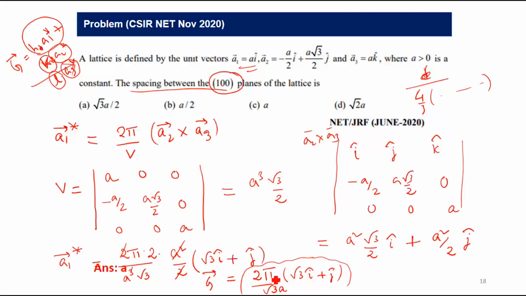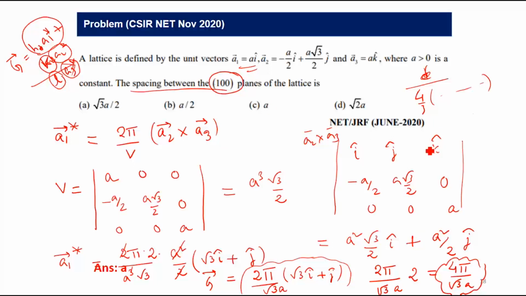So what will be the magnitude of this? Can you tell me what will be the magnitude of this? The magnitude of this will be 2 pi by root 3a, and this will be the square root of 3 plus 1, that is 2. So the magnitude of this will be 4 pi divided by root 3a. This is the magnitude of a reciprocal lattice vector.